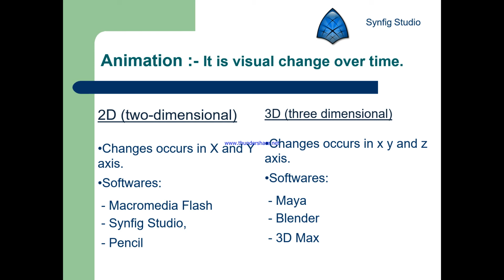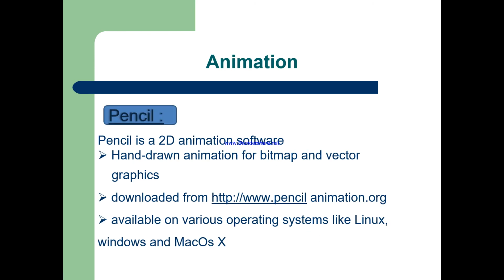Now we move to another tool. Pencil is used to design 2D animation. Pencil is a 2D animation software which also belongs to the time-based animation tools, used for hand-drawn animation for both bitmap and vector graphics. Both things we can design with Pencil.